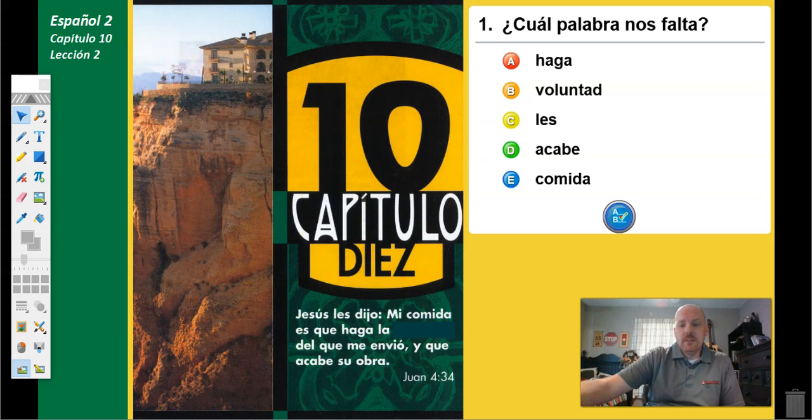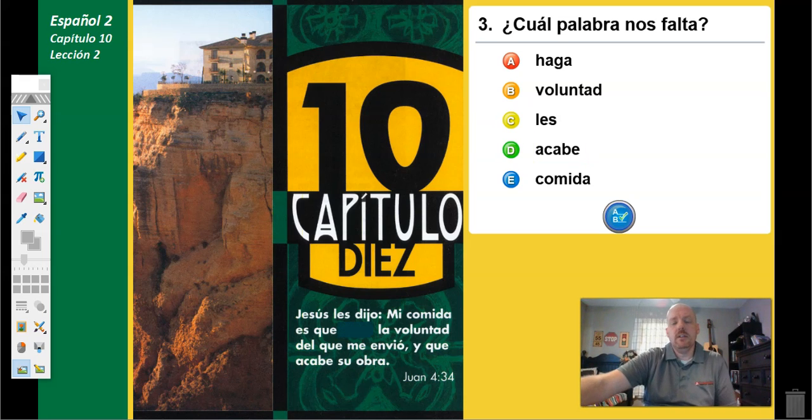Let's practice a little bit by seeing if you can remember which word is missing here. From our verse down there at the bottom of the screen, what word is missing? The word that's missing is voluntad, will, voluntad. Y aquí, ¿cuál palabra nos falta? Aquí la palabra que nos falta es acabe, finished, acabe.